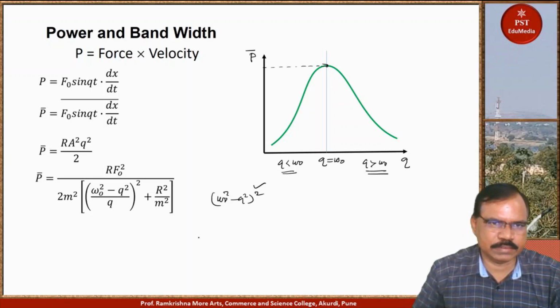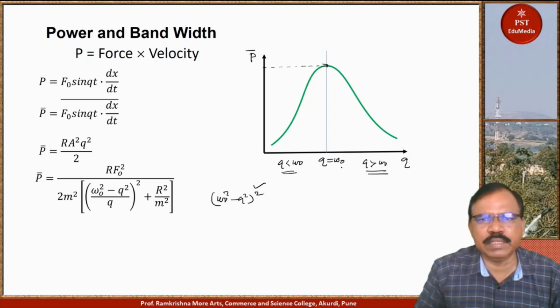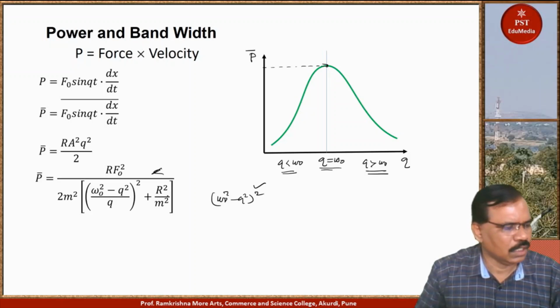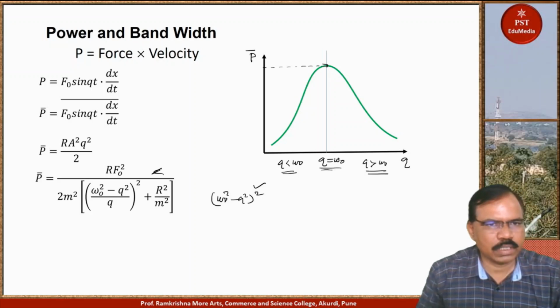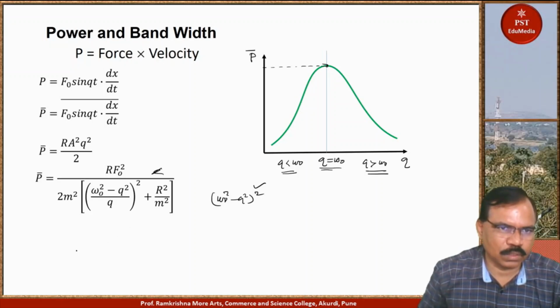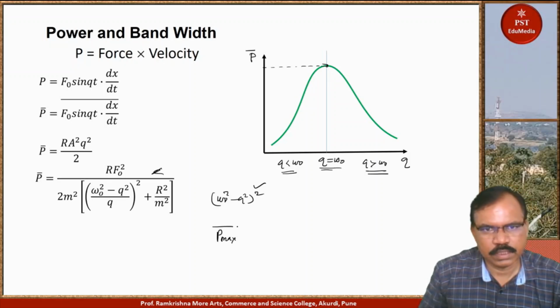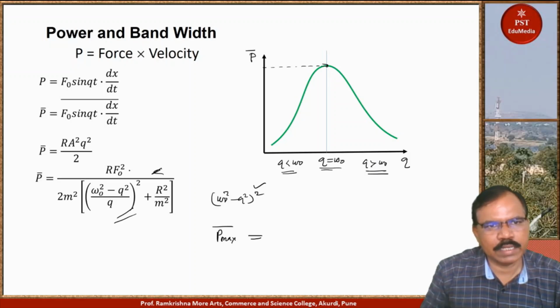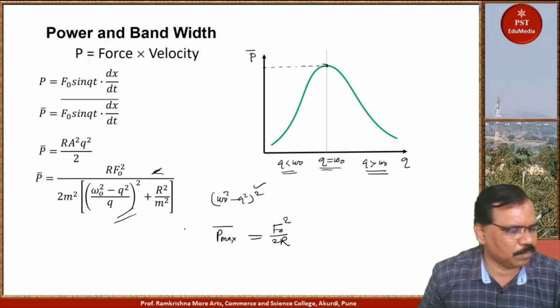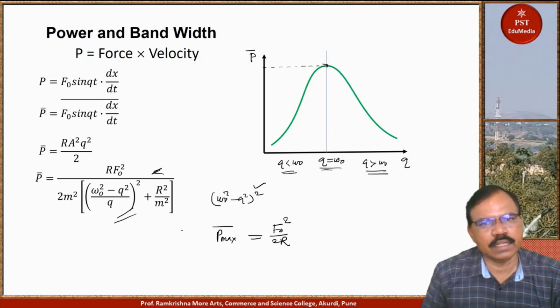And what is that P max? Simply use Q is equal to omega 0 here. You will get P max. Simply this term will be 0. So R F0 upon 2m square, R square upon m square, one R will cancel, m square will cancel here. So we will get P max is equal to F0 square upon 2R.